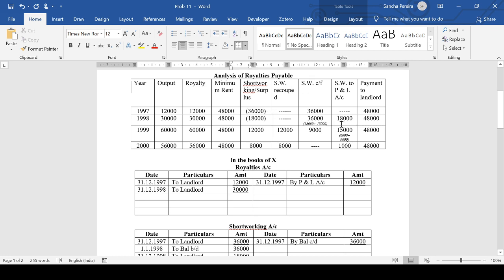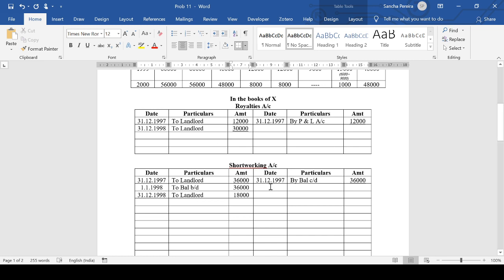Okay, so we have an entry and it's a regular entry. Since we are in the books of the lessee, the short working is an expense or a loss to the lessee. It comes to the debit side of the P&L account. So it's P&L account debit to short working. So in short working, we are going to have it as by P&L.